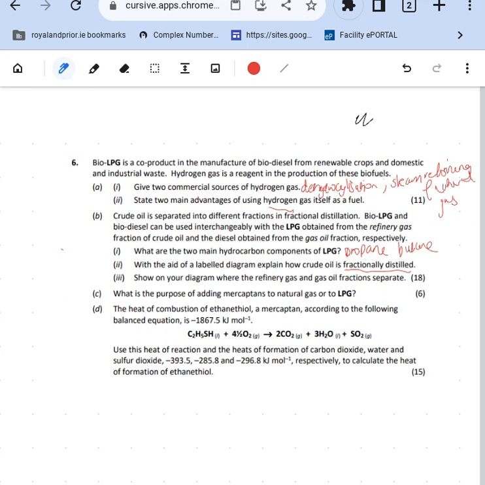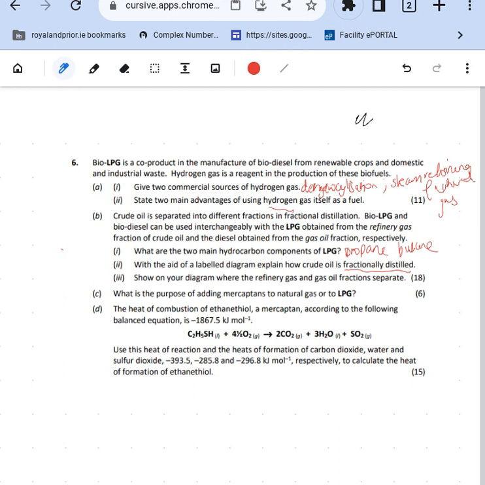So longer chain hydrocarbons with the greater relative molecular mass come off lower down in the column at higher temperatures, whereas your shorter chain hydrocarbons with smaller relative molecular mass come out further up in the column or boil off at lower temperatures because they've got weaker intermolecular forces. Link that into your van der Waals forces. All these hydrocarbons are non-polar, insoluble in water.